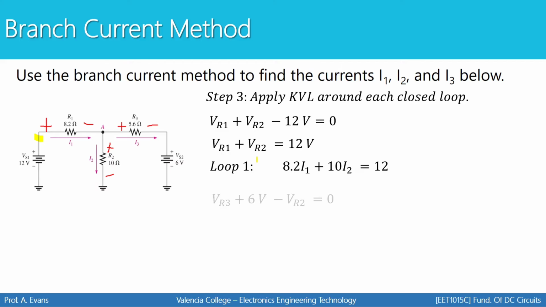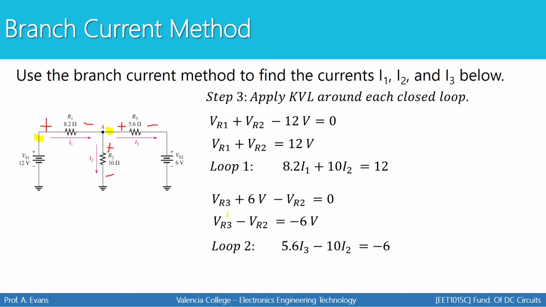Now I'm going to do the same thing for the second loop. I'm going to start right here and go clockwise around the loop. In this case, I'll have VR3 plus 6 volts minus VR2 equals 0. If I simplify that, I get VR3 minus VR2 equals negative 6. And then I'll replace VR3 and VR2 with their equivalents using Ohm's law. So this equation becomes 5.6 times I3 minus 10 times I2 equals negative 6.